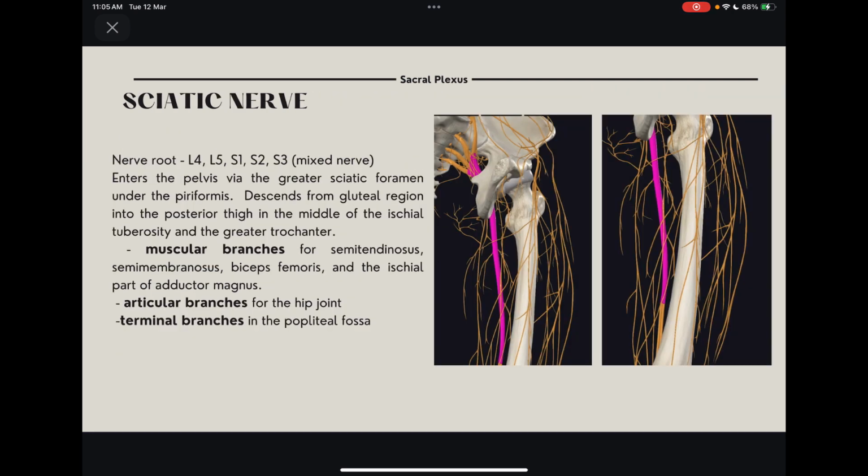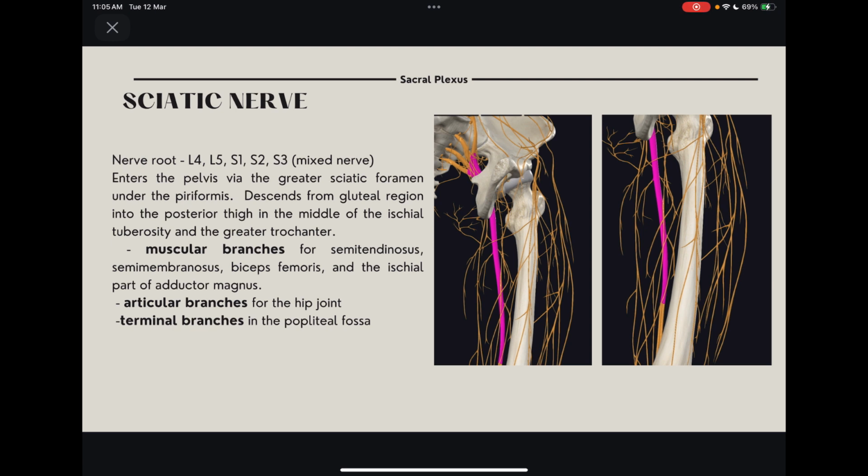Now we move on to the sciatic nerve. The sciatic nerve is the biggest nerve in the body. The nerve roots of it are L4, L5, S1, S2, and S3. And as previously mentioned, it's a mixed nerve, so it will have both a motor innervation and a sensory innervation. So initially, like the inferior gluteal nerve and the posterior femoral cutaneous nerve, it will enter the gluteal region via the greater sciatic foramen under the piriformis muscle.